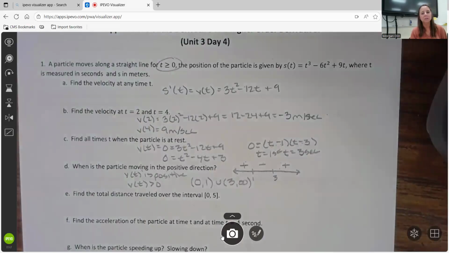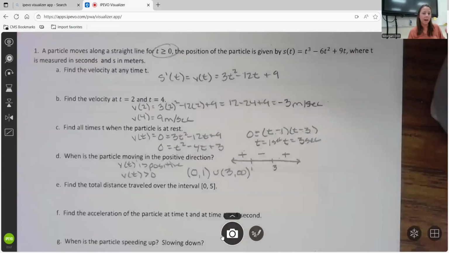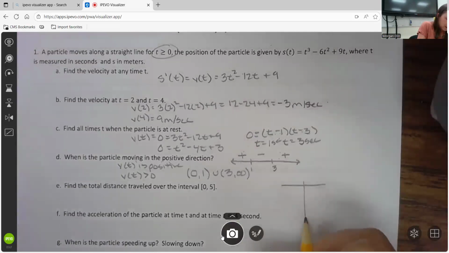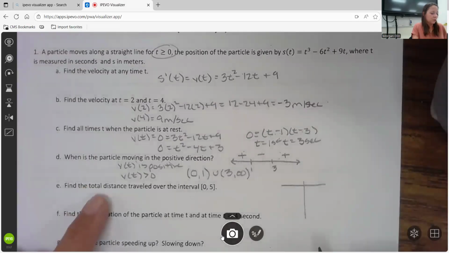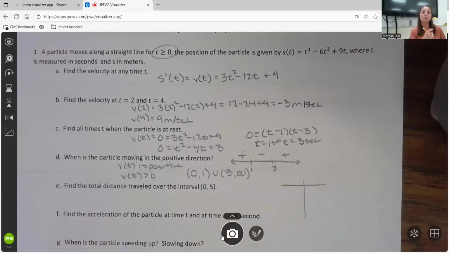Now, find the total distance traveled over the interval. Later on, there are going to be other ways to solve this, but for right now, what we need to figure out is from 0 to 5. This is a little bit different: total distance traveled versus total displacement. Total displacement is how far it went from time 0 to time 5. Who cares what it did in between? The total distance is how much it traveled forward and how much it traveled backwards.